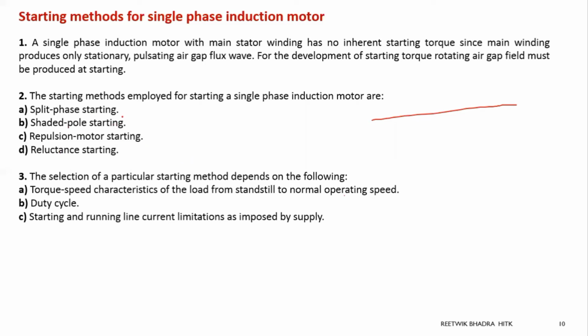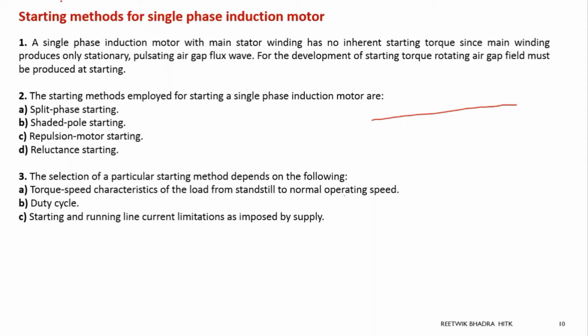First is split phase starting. Just now we have started, using the word split phase. We are using a single phase supply and dividing it into 2 phases, keeping in mind that between the 2 phases there should be an angle of 90 degrees. And if you are generating 3 phase, obviously the angle between the 3 phases should be 120 degrees. That is the necessary condition. So split phase means that.